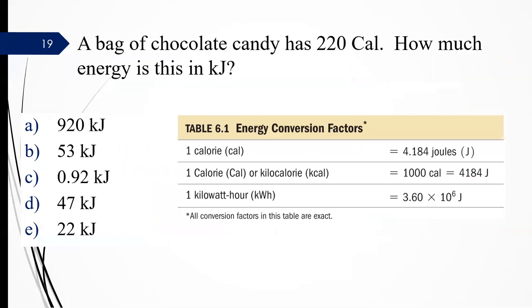So a bag of chocolate candy has 220 calories. How much energy is that in kilojoules?